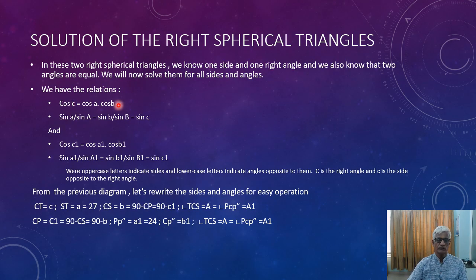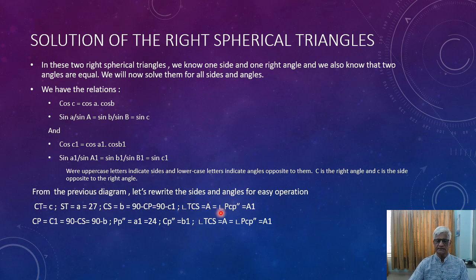designating one of them with only the letters and the other with a suffix 1. So cos C1 into cos A1 B1, etc. So from the previous diagram that we have seen, we can write this relationship. B will be equal to 90 minus C1.